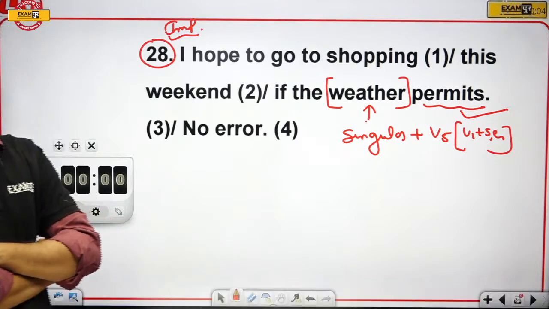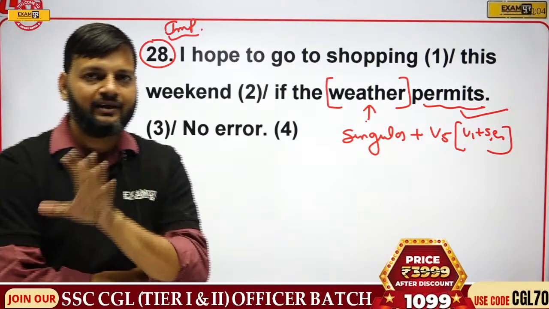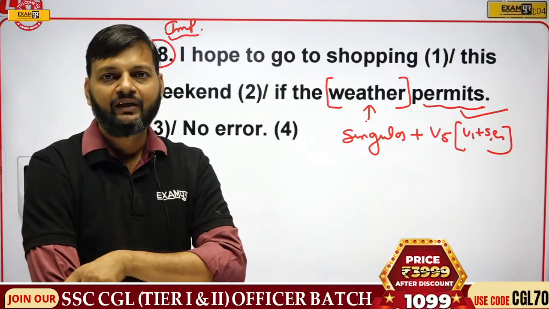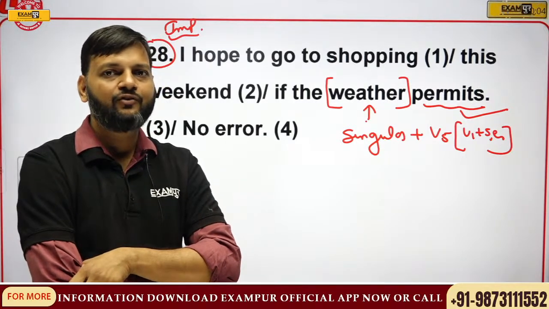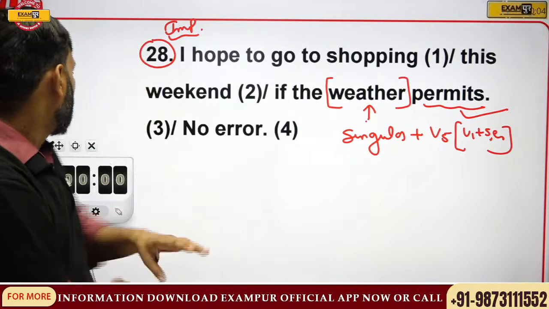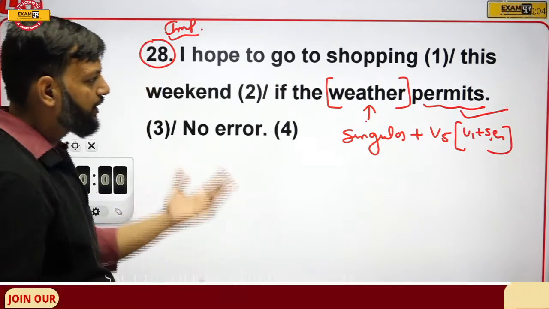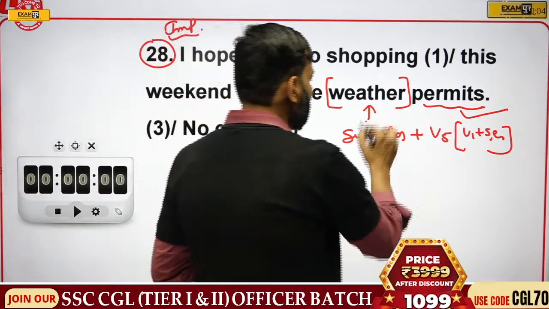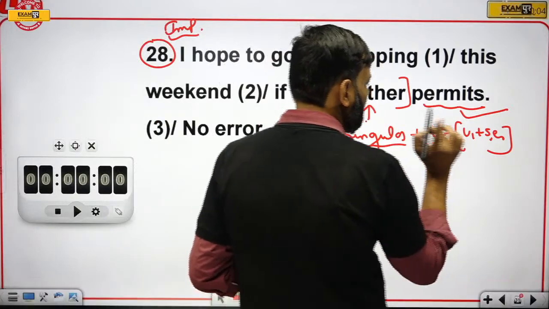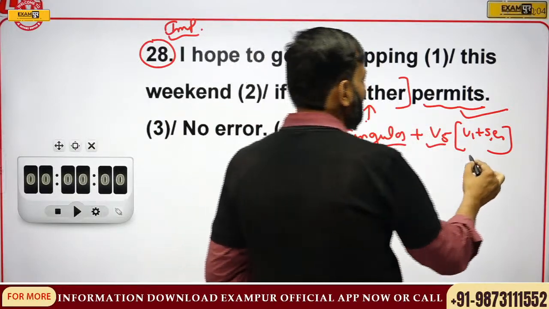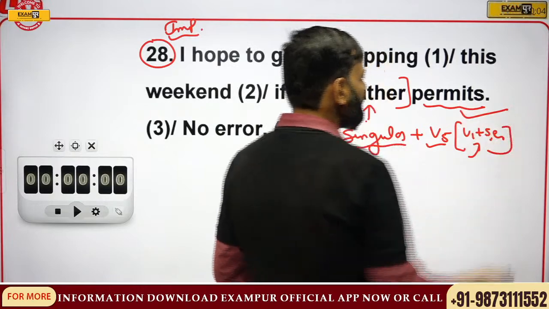Okay, let me explain the sentence. You guys have lots of doubts. The very first thing I have already cleared is that whether is singular, so it should be followed by the fifth form of verb. Fifth form of verb means first form plus s or es. So here the use of permits is absolutely correct.